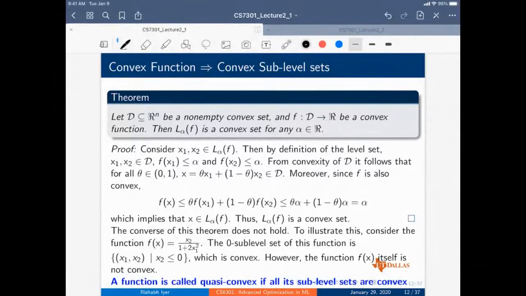In fact, such functions are called quasi-convex. So functions where all its sublevel sets are convex are called quasi-convex, right?